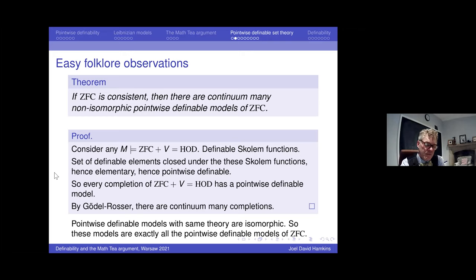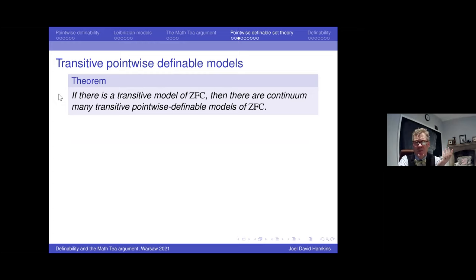Okay, so those models were maybe not transitive, but I want to get a transitive model, a well-founded model, that is pointwise definable. And so the theorem is that if there's a transitive model of ZFC, then in fact there are continuum many pointwise definable transitive models of ZFC. So here's a proof.